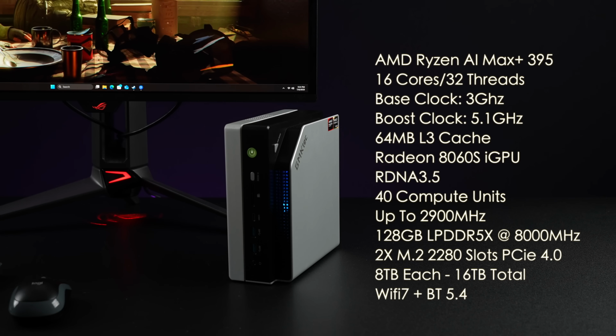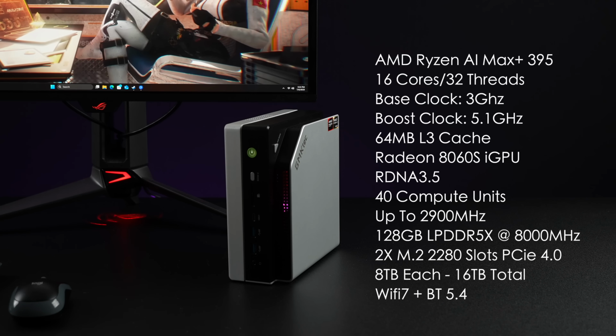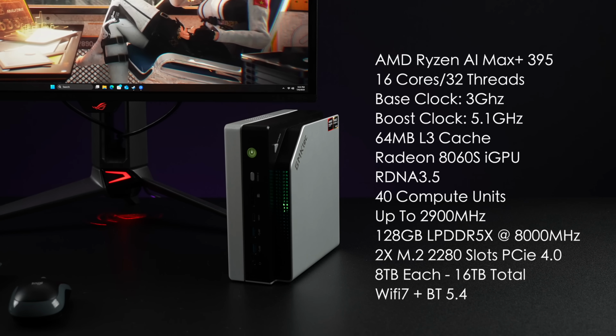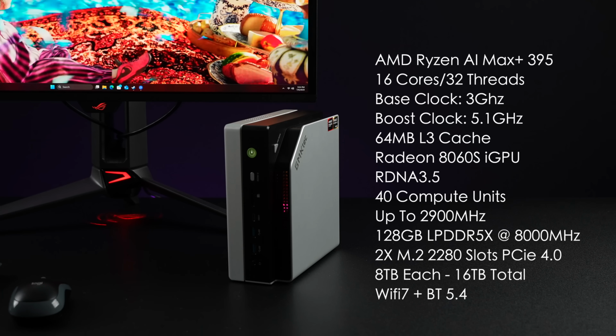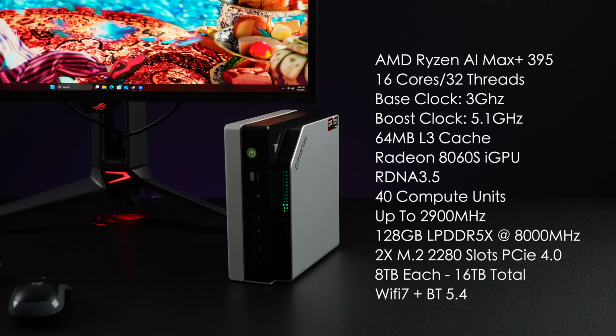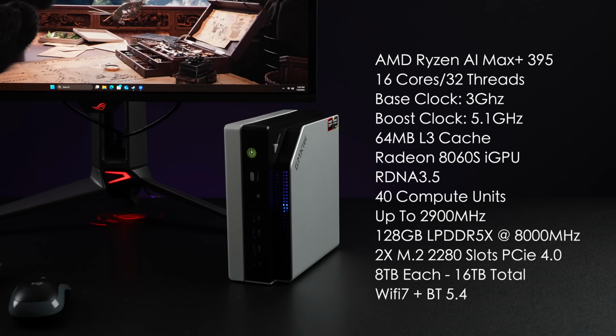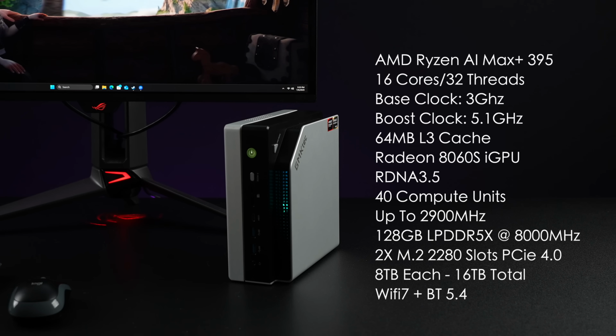Let me give you a quick rundown on the specs here. So we've got that AMD Ryzen AI MAX+ 395, 16 cores, 32 threads. The CPU is based on Zen 5. We've got a base clock of 3 gigahertz and it will boost up to 5.1, 64 megabytes of L3 cache. But the big thing here is that iGPU. It's known as the Radeon 8060S.